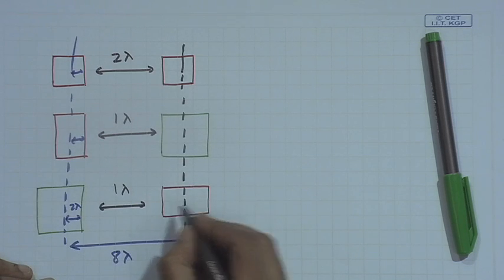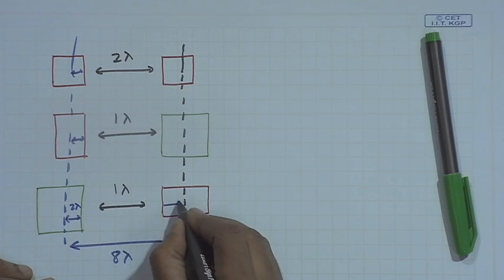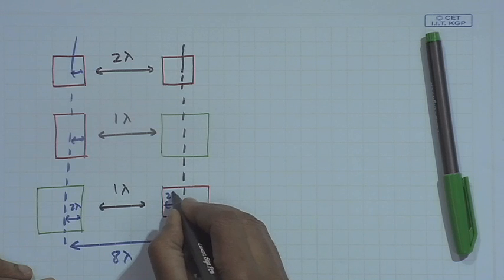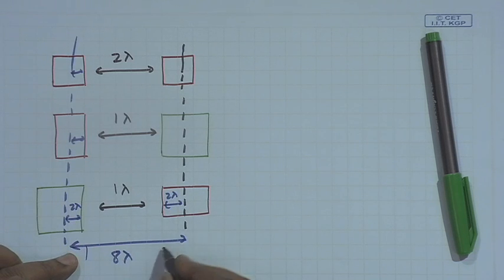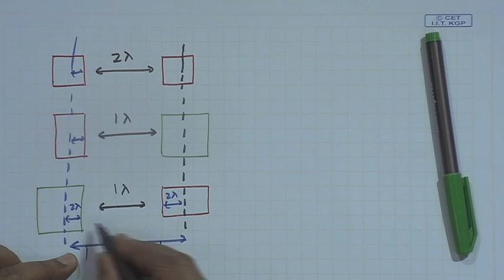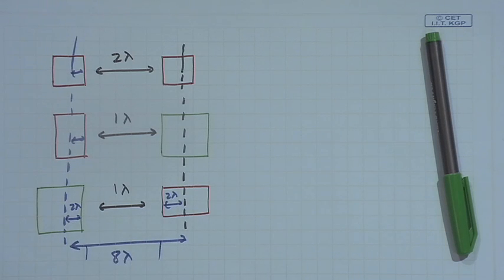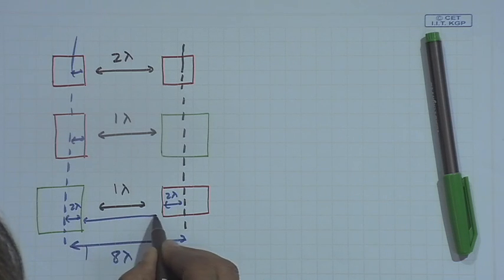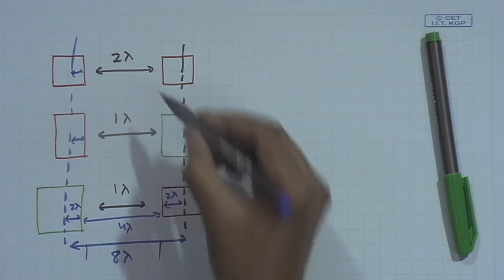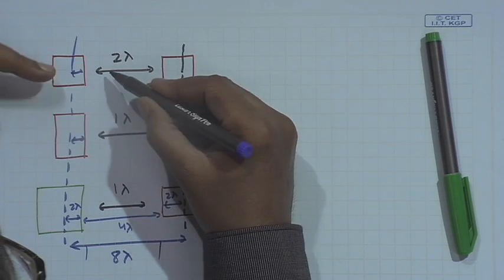Similarly, here these parts are all, let us say, 2 lambda each. So, taking out this 2 lambda, we actually have an effective separation of 4 lambda, but we have these constraints. So, we have a separation between these two edges of 4 lambda, but here the requirement is 2 lambda.